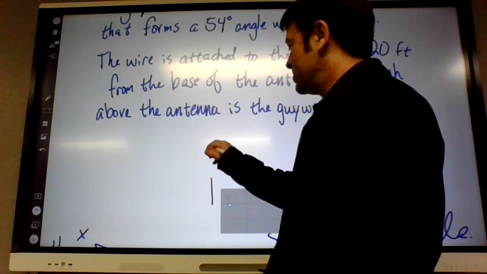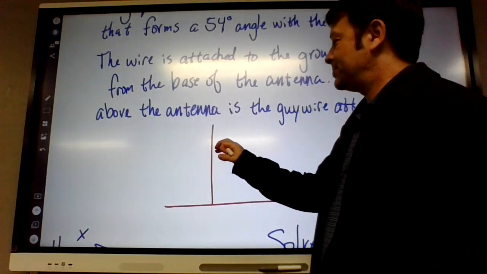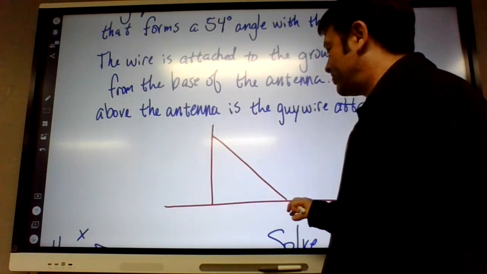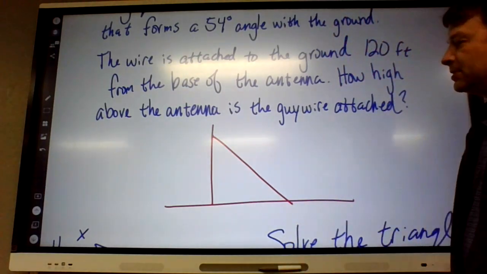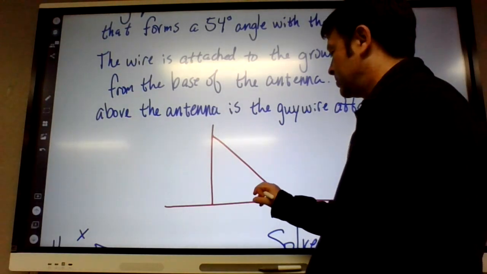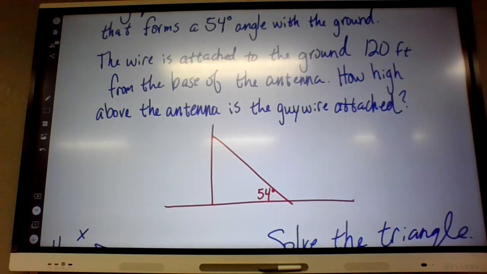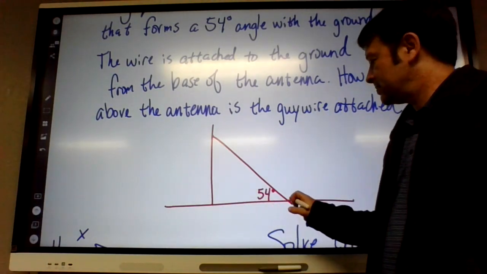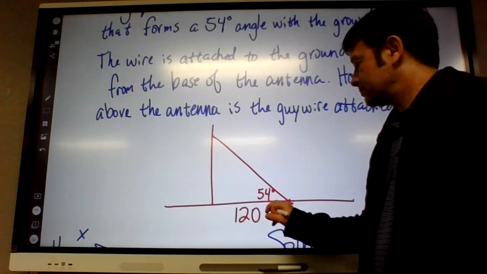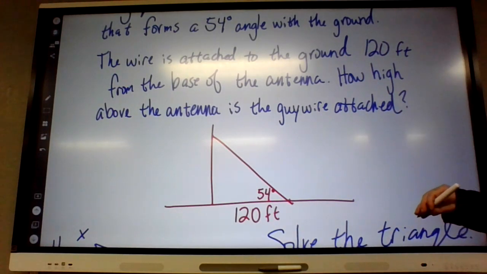So here's the antenna. Here's the ground. Guy wires are just the lines that support poles and antennas and stuff. Okay. The guy wire forms a 54-degree angle with the ground. The wire is attached to the ground 120 feet from the base of the antenna. Antenna, guy wire attached to the ground. Okay, how high above the ground is the guy wire attached?